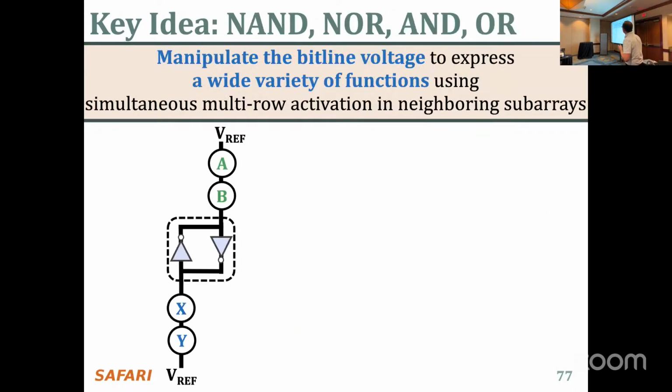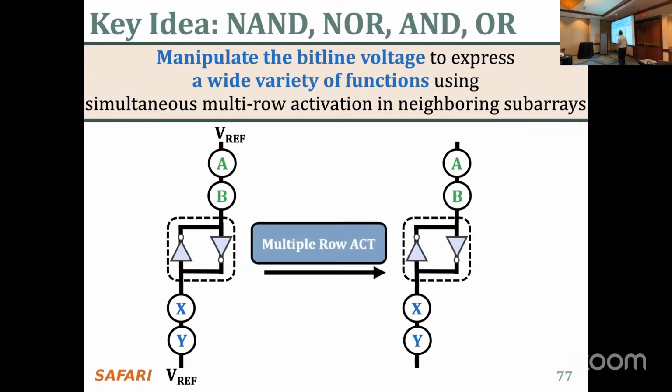And finally, you can generalize this, and you can manipulate the bitline voltage that you have over here to express a wide variety of functions. So if you have A and B here and X and Y over here, if you activate all of them concurrently, and you can do that in real DRAM chips, as we have shown using our FPGA-based infrastructure that can violate these parameters.